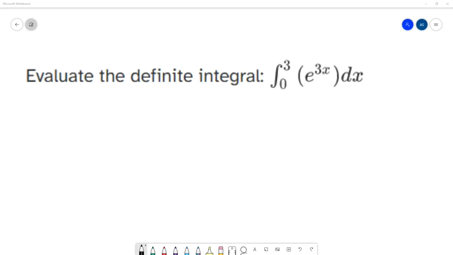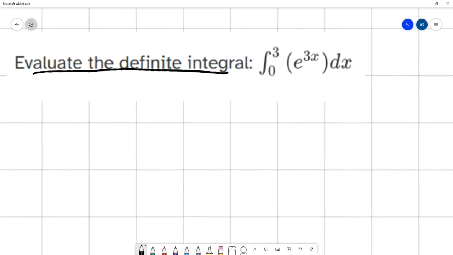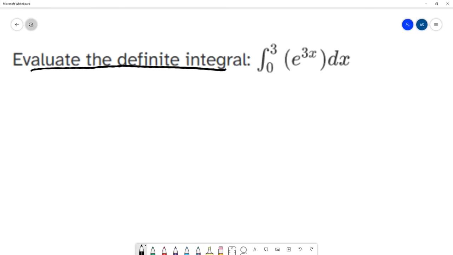On this example, we're going to be evaluating the definite integral. That's the integral from 0 to 3 of e to the 3x dx. So I'm going to show you two different approaches for this. I'll show you an approach with pattern recognition and then an approach with substitution.